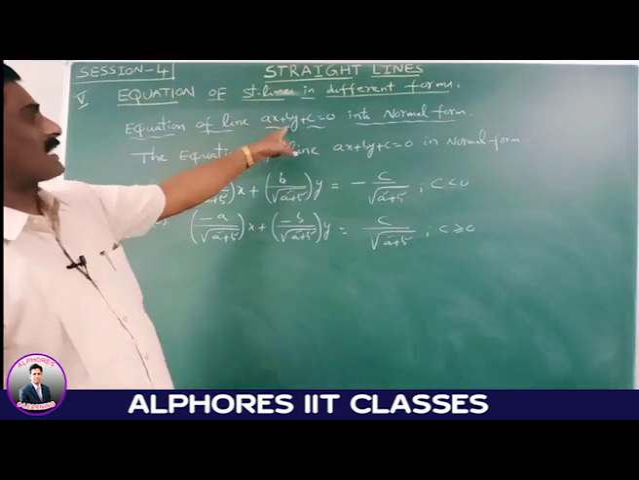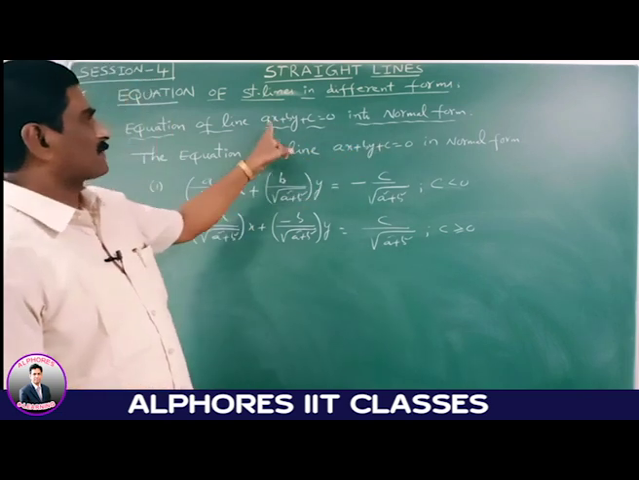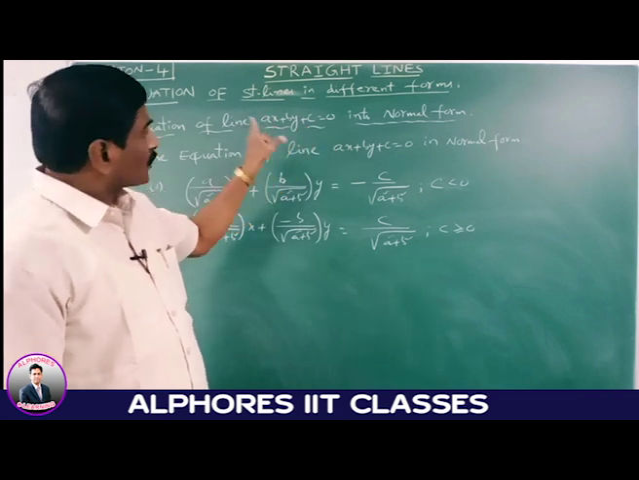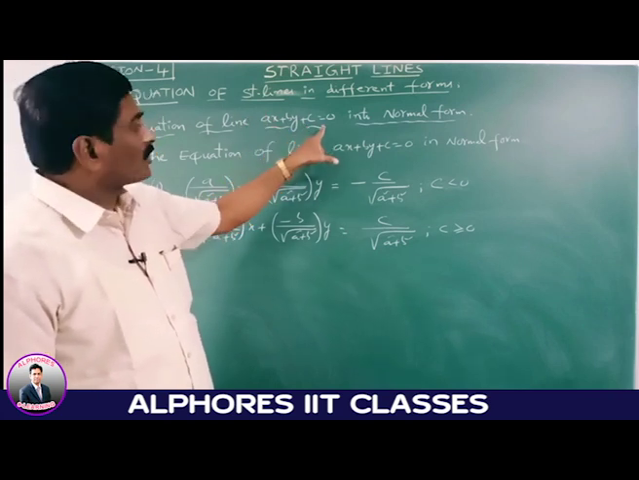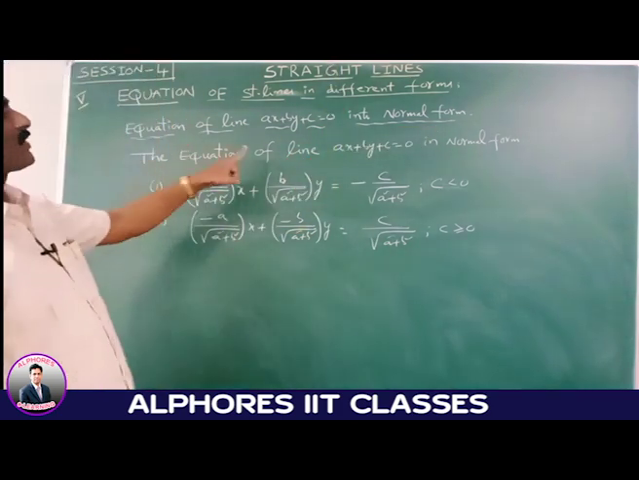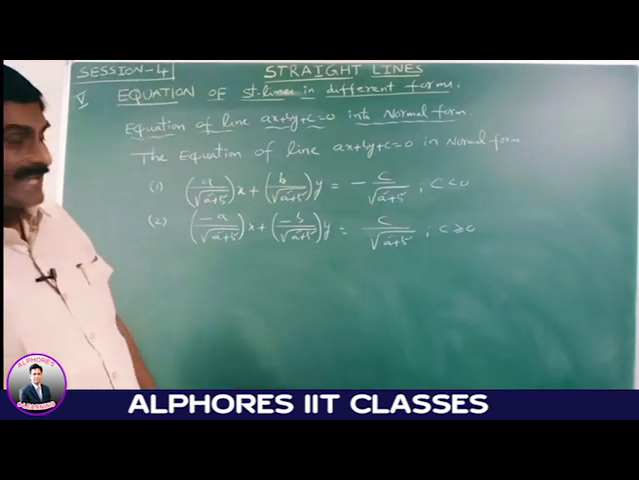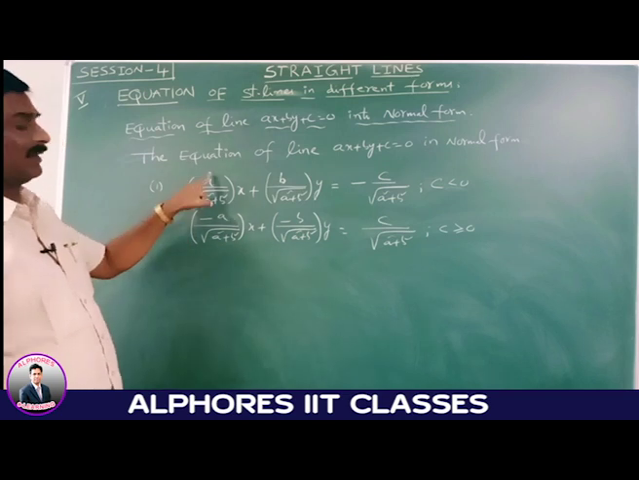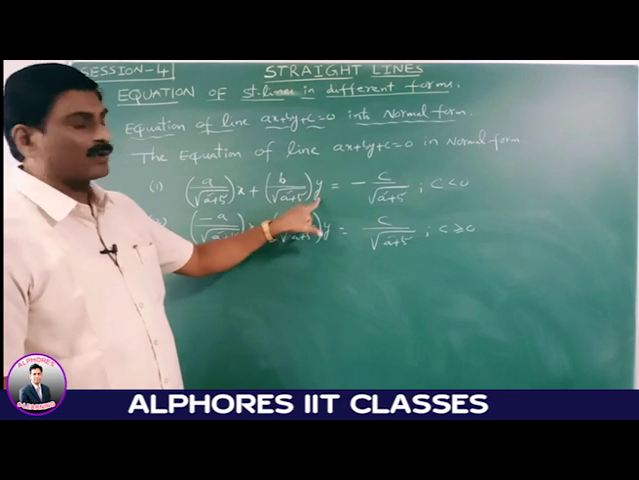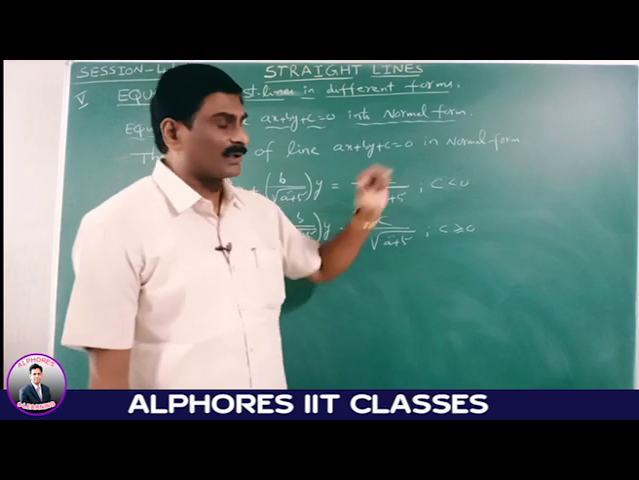Equation of the line ax plus by plus c is equal to 0 into normal form. ax plus by plus c is equal to 0 is the general form. Reduce ax plus by plus c is equal to 0 into normal form. Okay. Please write this value. The equation of the line ax plus by plus c is equal to 0 in normal form is, first one, a by root over a square plus b square into x plus b by root over a square plus b square into y is equal to minus c by root over a square plus b square when c is less than 0.